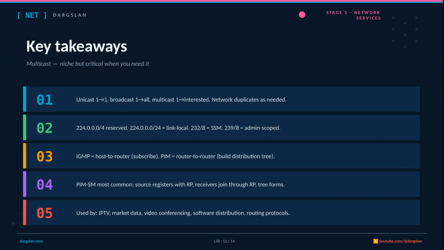So let's pull the whole lesson together. Remember the core idea. Unicast goes one-to-one. Broadcast hits everyone, and multicast threads the needle by delivering only to those who asked. The address space lives under 224.0.0.0/4 with link local, source specific, and admin scoped ranges carved out. IGMP is how hosts subscribe. PIM is how routers build the tree behind the scenes, usually PIM sparse mode with a rendezvous point. And you'll find it powering IPTV, trading floors, conferencing, and even the routing protocols running your network.